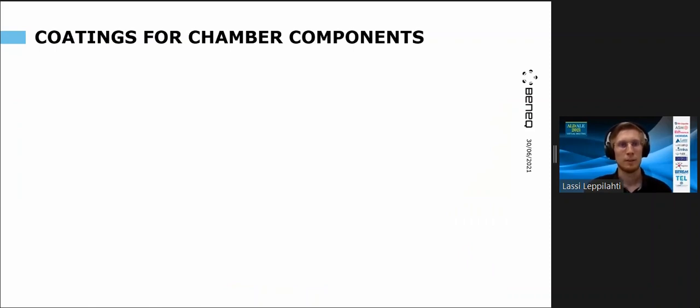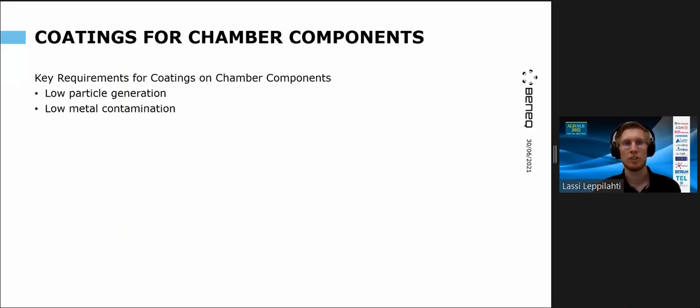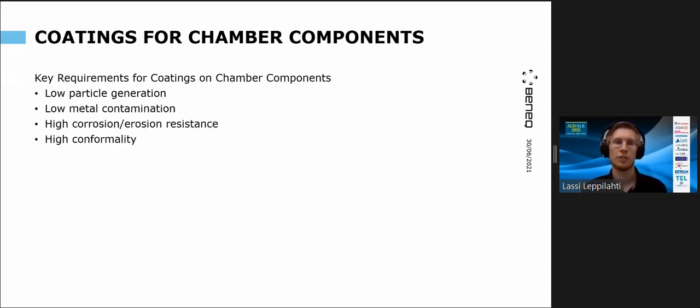Some of these defects originate from the equipment itself. Plasma etching, for example, plasma processing tools, can generate particles or contamination. So we coat them to avoid it. Key requirements for such a coating on these plasma chamber components include low particle generation, low metal contamination, high corrosion and erosion resistance, and high conformality. They can be very complex in shape, with difficult to reach surfaces. And low cost, as in every industrial application.